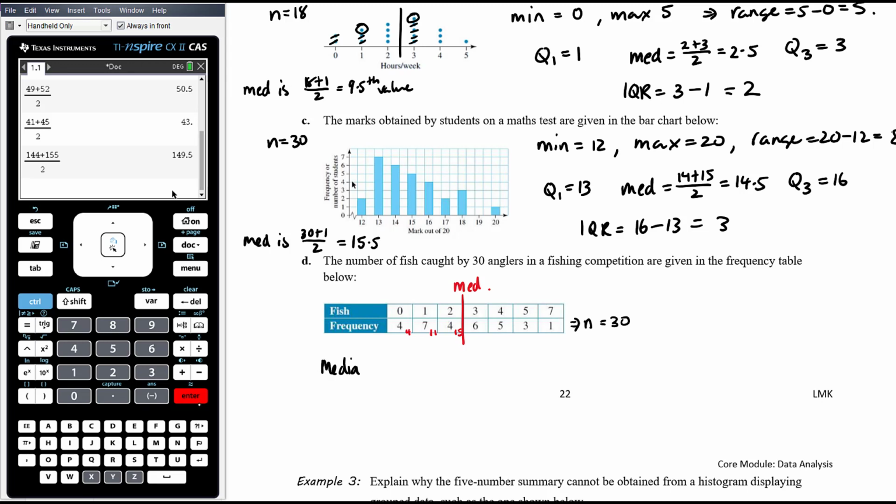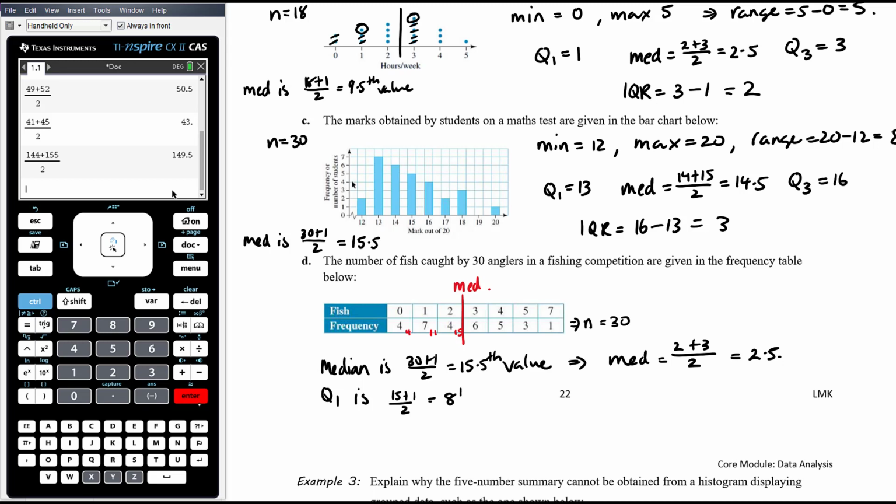Median is the 30 plus 1 over 2, which is the 15.5th value, which means that the median is, the 15th value is 2, the 16th value is 3, so the median is 2.5. Okay, so then Q1 is going to be, if the median is the 15.5th value, between 15 and 16, there's 15 values before the median. So again, 15 plus 1 divided by 2, that's 16 on 2, which is the 8th value is Q1.